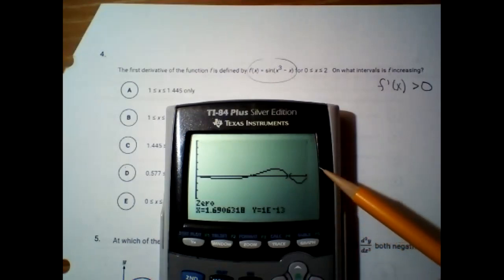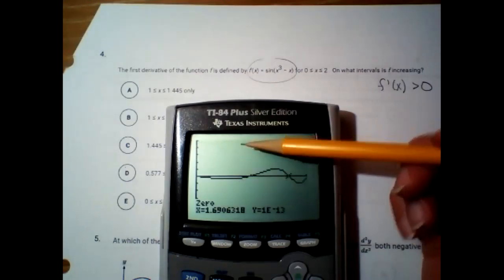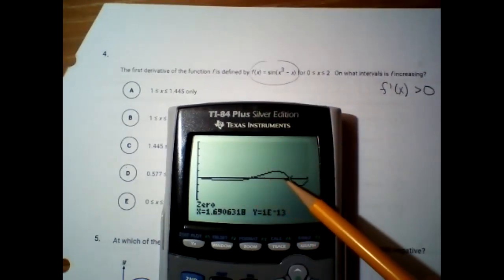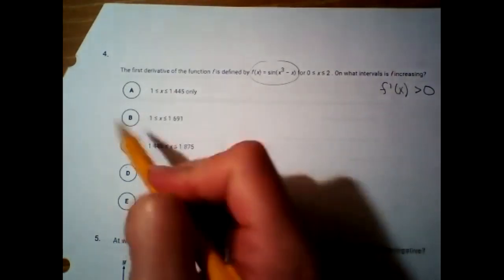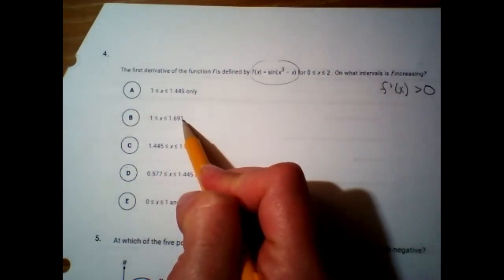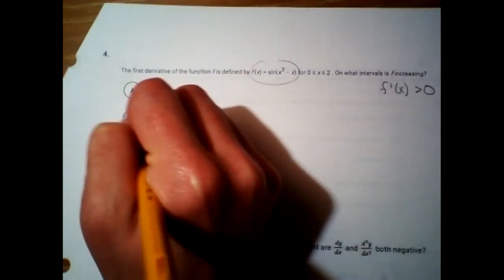So 1.690. So this graph is above the x-axis from 1 until 1.690. So that would be B. They round it up. I like to truncate, they round, but your answer is B.